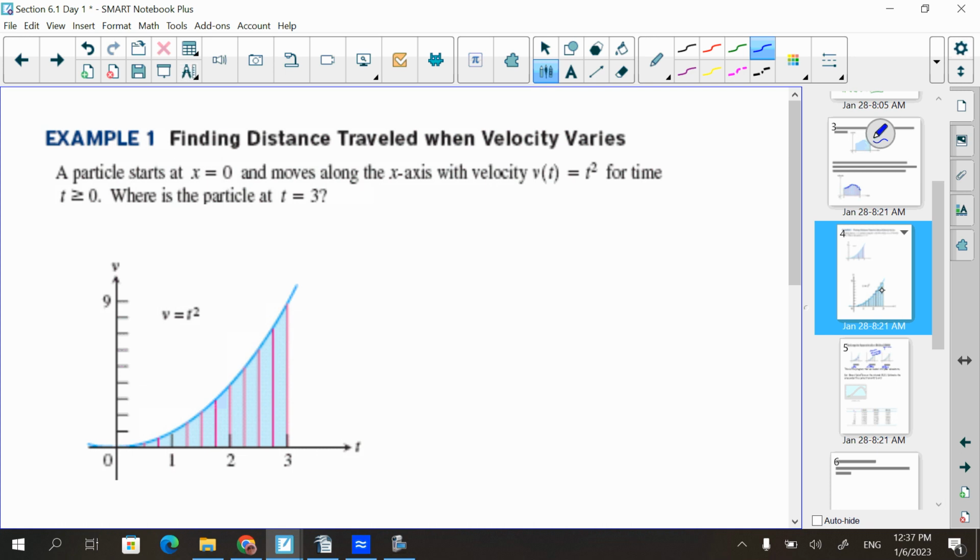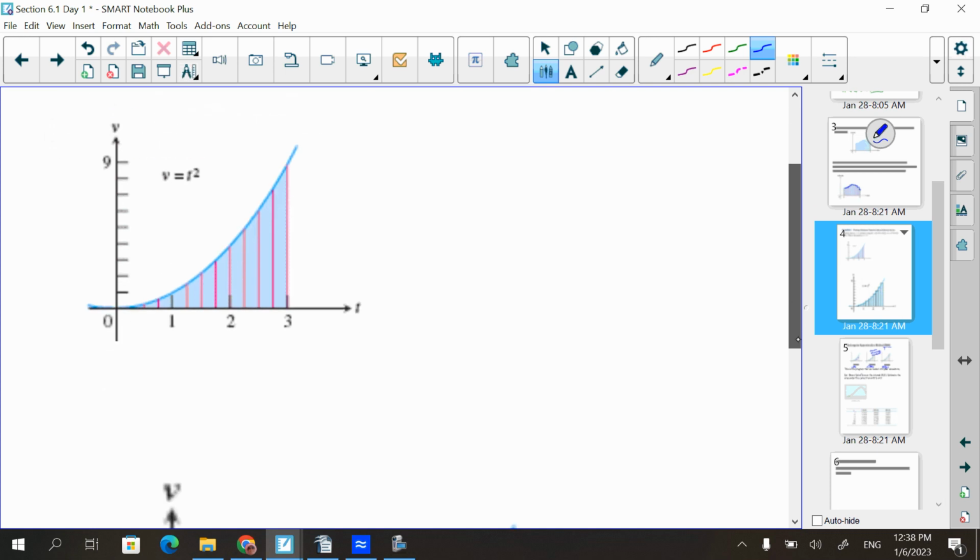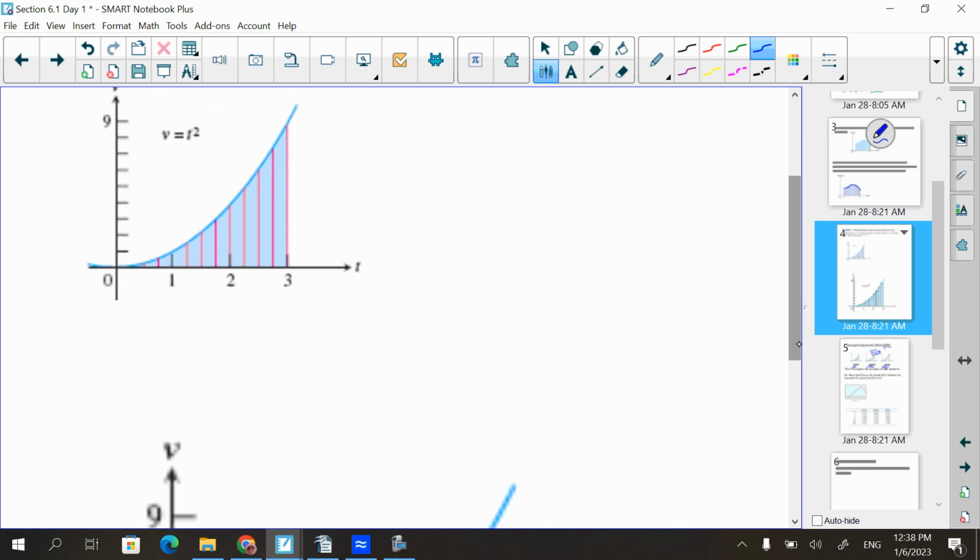This one here says, a particle starts at x equals 0 and moves along the x-axis with a velocity of t squared for a time greater than or equal to 0. You can't have negative time, so it's always going to be the case. You have y equals t squared, which is this graph, but since time starts at 0, you have to kind of take that part away. But you can't have negative time over there. This one right here is breaking this up into 12 rectangles. Notice they haven't finished off the top yet.